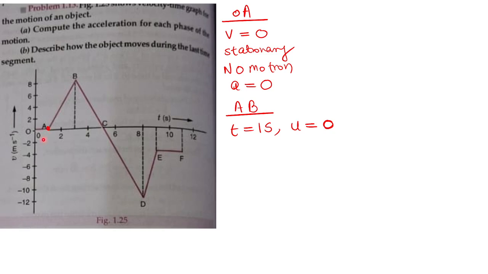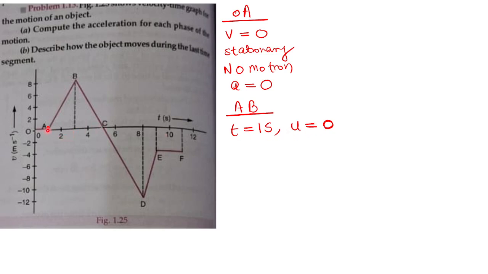What is the time there at A? It is 1 second, correct? So at 1 second, the velocity is 0. Is it correct? You agree with me? When time equal to 1 second, velocity is 0.